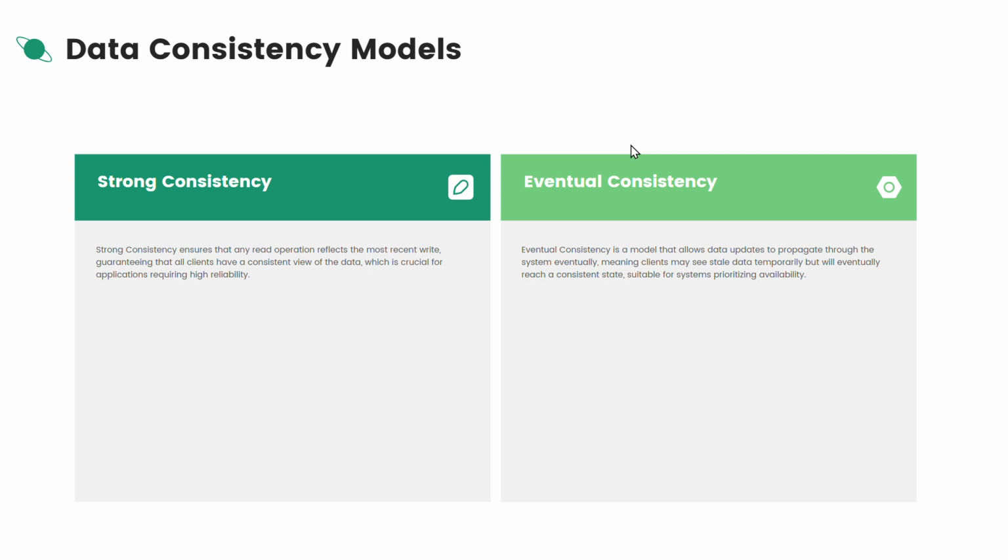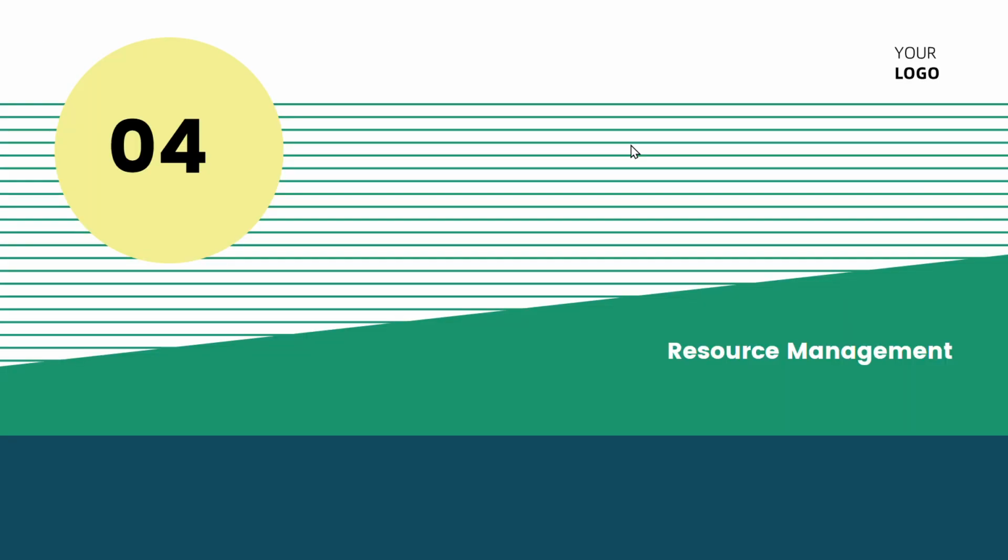Data consistency models. Strong consistency, eventual consistency. Strong consistency ensures that any read operation reflects the most recent write, guaranteeing that all clients have a consistent view of data, which is crucial for applications requiring high reliability. Eventual consistency is a model that allows data updates to propagate through the system eventually, meaning clients may see stale data temporarily but will eventually reach a consistent state, suitable for systems prioritizing availability.